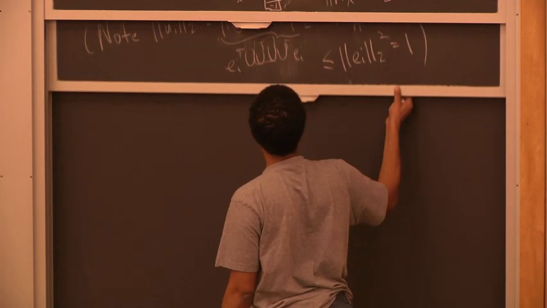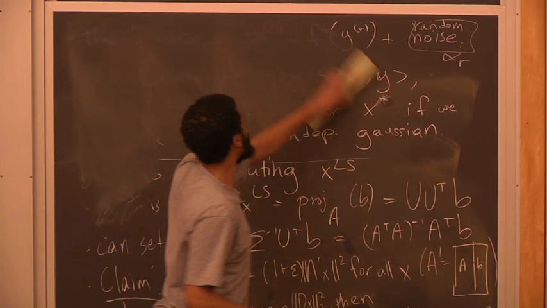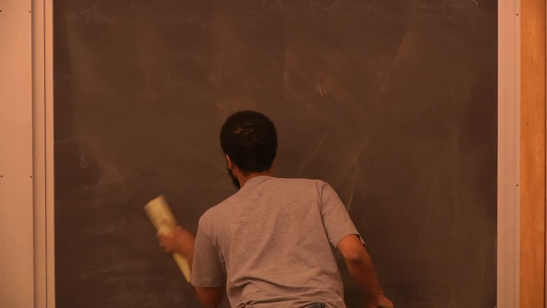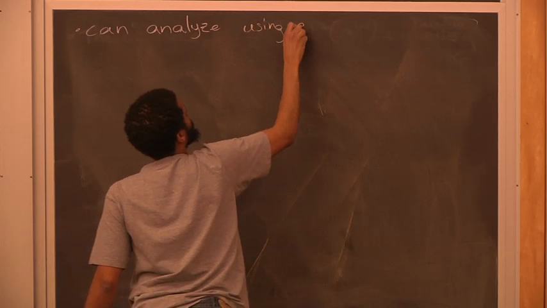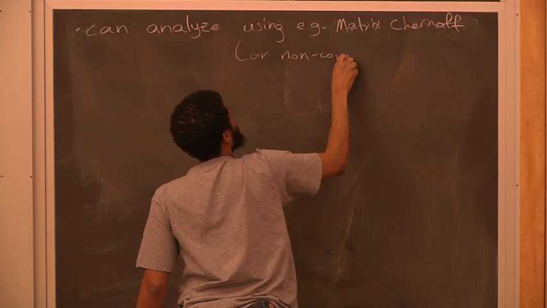Let me see how much I want to say here. So let me state a tool and then show you how this can go. You can prove that theorem using, for example, matrix Chernoff bounds. Or you've seen Khintchine, you can also use non-commutative Khintchine. Maybe I'll just show you what this looks like, because it's something similar to things you've seen.